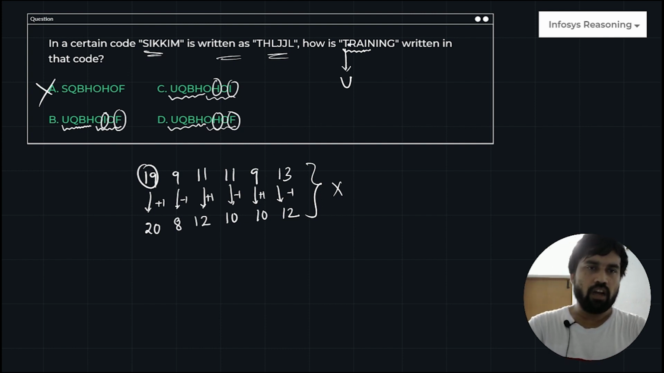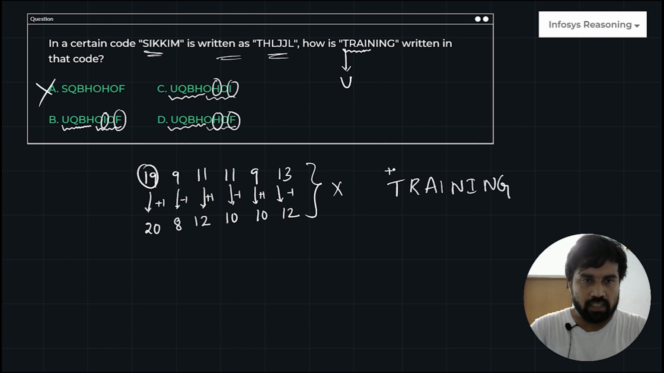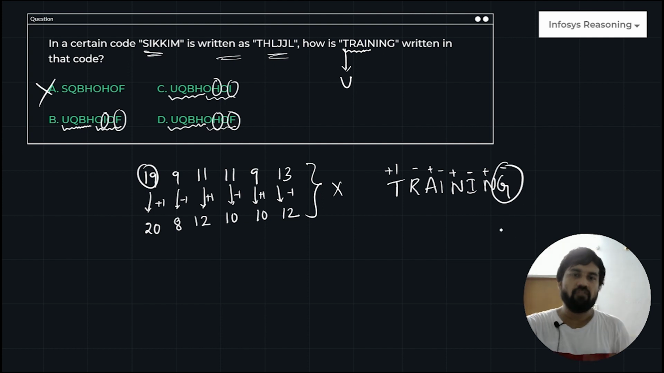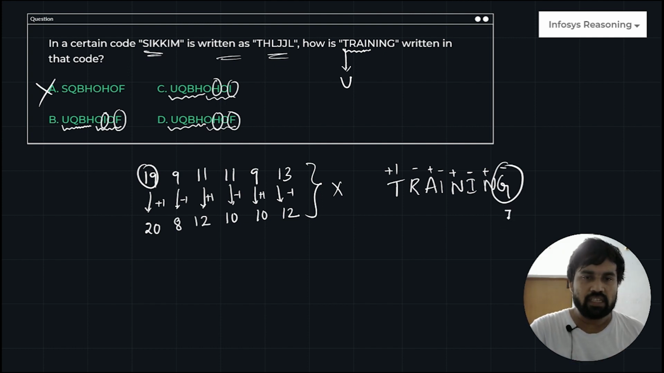Just look at here how I am doing. For your clarification, I am writing here training. So this is plus 1, this is minus 1, this is plus 1, this is minus 1, this is plus 1, this is minus 1, this is plus 1, this is minus 1. So the last alphabet G needs to be subtracted by 1. G is nothing but 7, 7 minus 1 is 6, 6 is nothing but F. So our answer needs to end with F. So the last alphabet is F. So C got eliminated. See how simply we are doing.